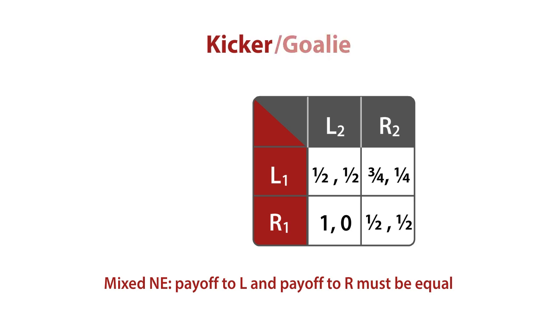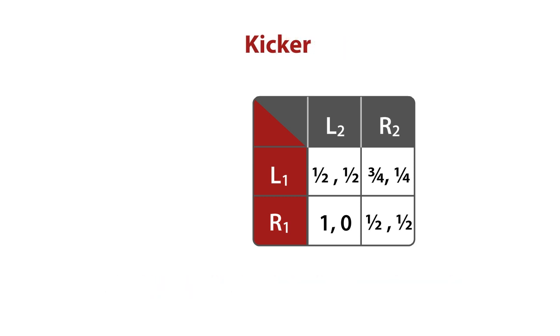And the same story is true for the goalie. For the goalie, left and right have to have equal payoffs in the Nash equilibrium. So what we've got to do is figure out what those payoffs are and then find the probabilities that make them equal. Let's start this again from the kicker's point of view. Let's compute his payoff from playing left. Remember, the goalie plays left with probability Q. So if the kicker kicks left, with probability Q, the goalie has defended left, and the kicker gets a payoff of 1/2. With probability 1 minus Q, the goalie has defended right, and the kicker gets a payoff of 3/4.